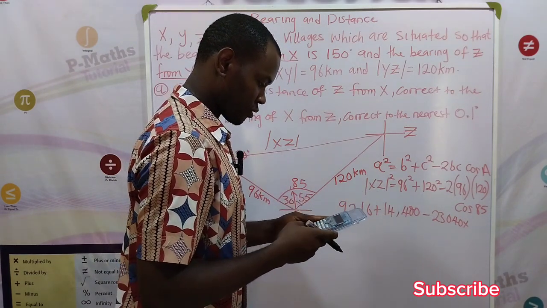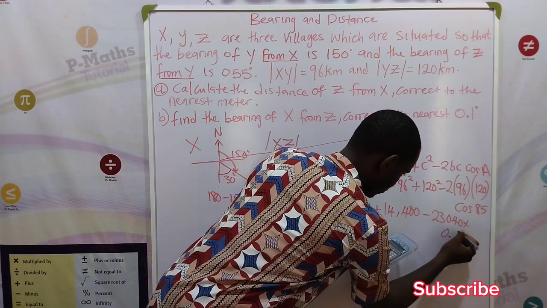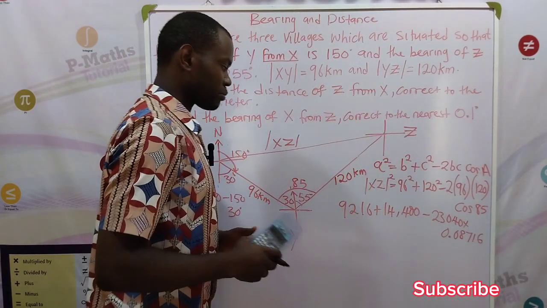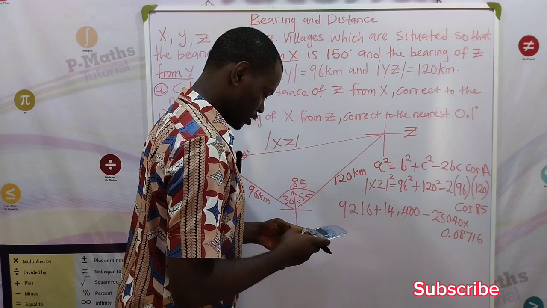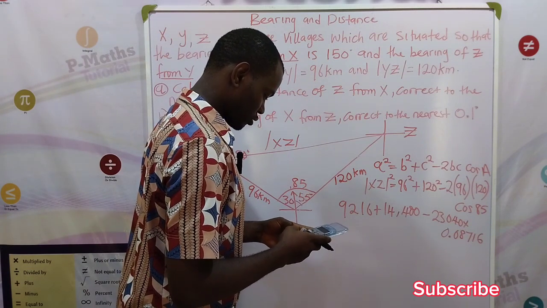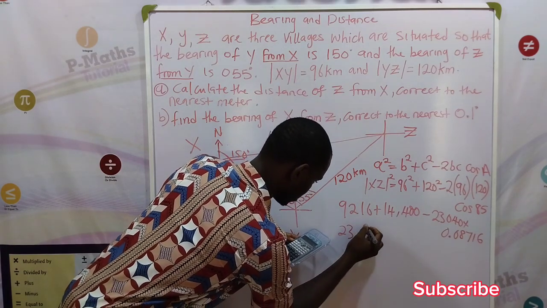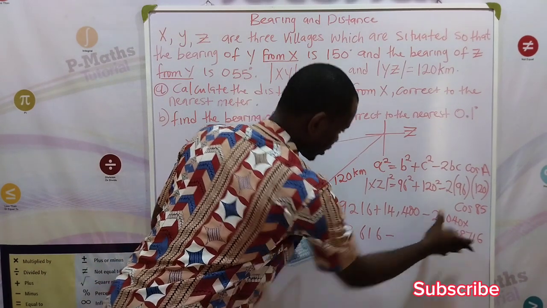Cos 85, that is giving us, let me write it under, 0.08716. So let's simplify further. Let me add there: 9,216 plus 14,400, that is giving me 23,616, minus. Let's multiply here.